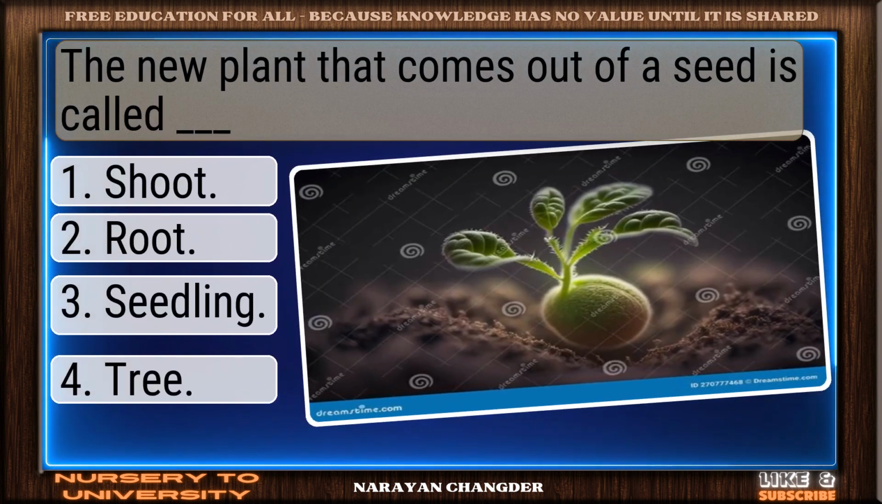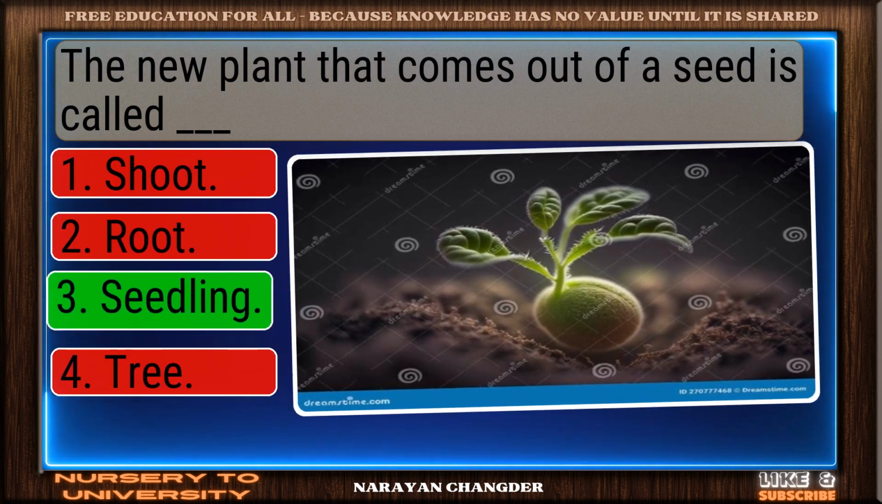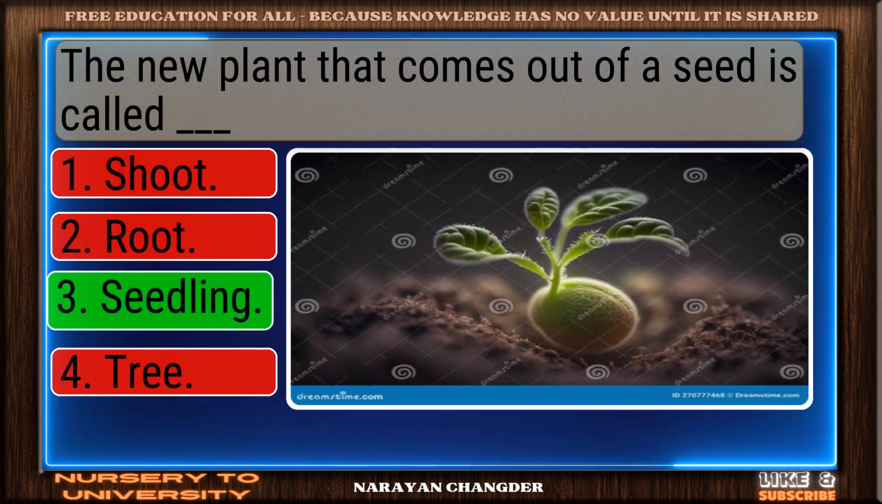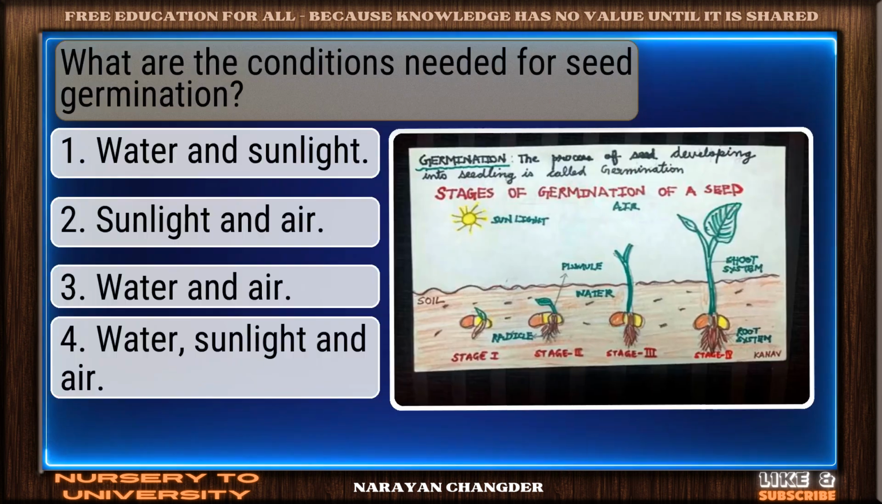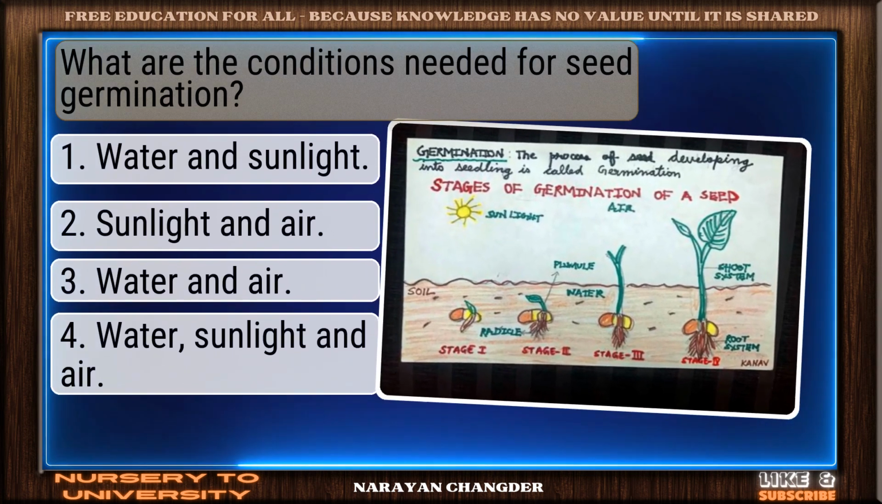The new plant that comes out of a seed is called dash. Well picked. Seedling is the correct answer. What are the conditions needed for seed germination?